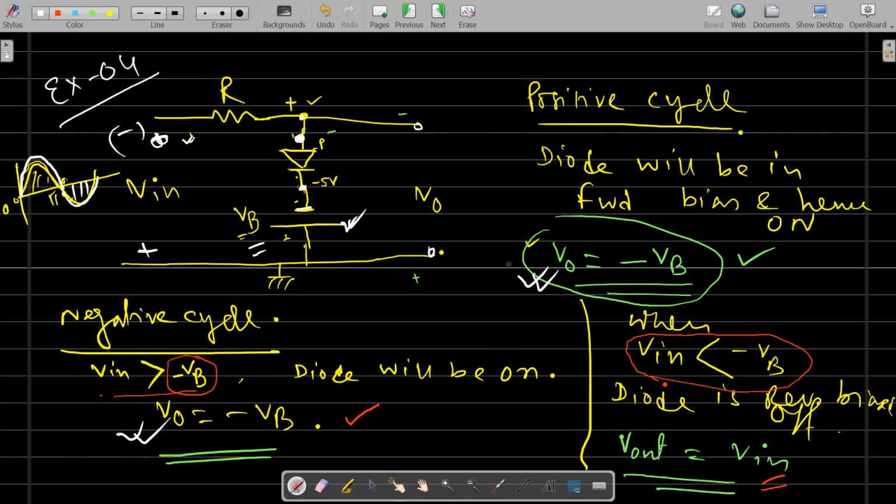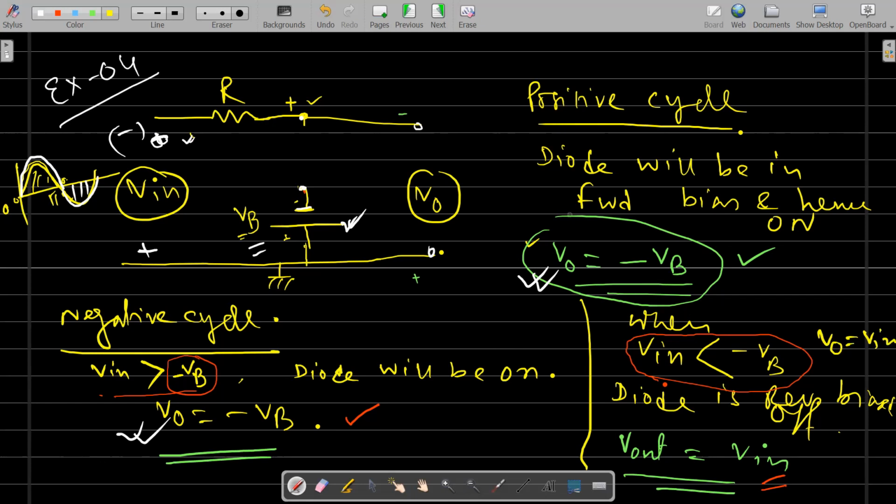Similar to this, as long as the diode is on, it will be shorted and V0 will be equal to -VB. But when the voltage here is just below -5 volt, or -VB, the diode will be off. Let's say the voltage here is -6 volt. So the diode will be off. When the diode is off, the entire circuit will be open. So you can just open this entire circuit, and when the entire circuit is open, simply V0 will be the same as Vin. So V0 and Vin are the same.